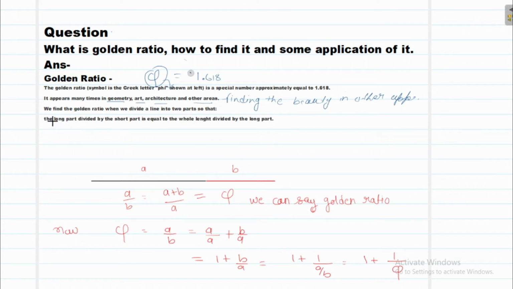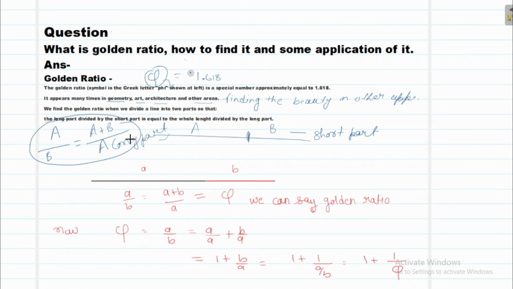So here is a basic definition of the golden ratio: the long part divided by the short part. Suppose a line is divided into two parts, one is part A and the second is part B. This is the long part, and this is the short part. The long part divided by the short part is equal to the whole length A plus B divided by the long part, which is A. So it is also known as the golden ratio.